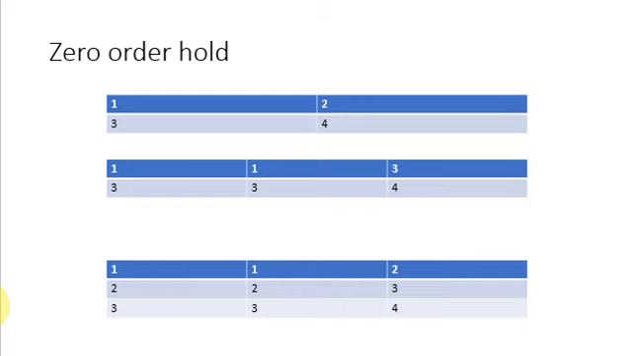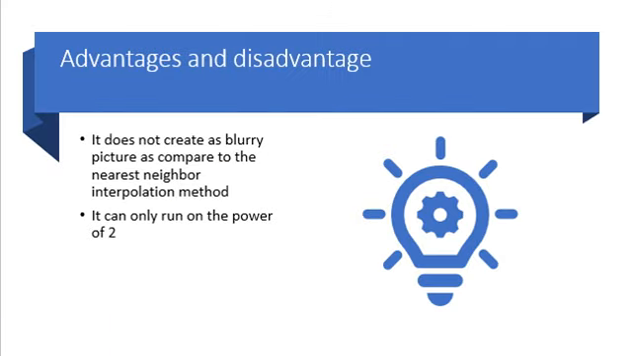One advantage of the zooming technique is that it does not create as blurry a picture as compared to the nearest neighbor interpolation method, but it also has a disadvantage: it can only run on powers of 2.